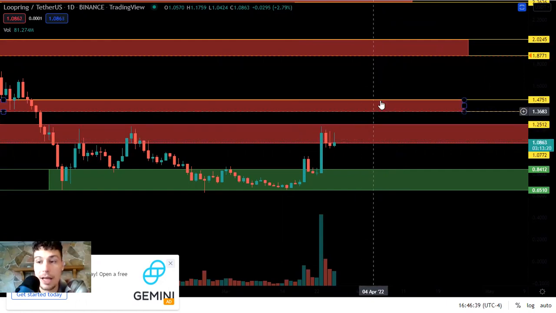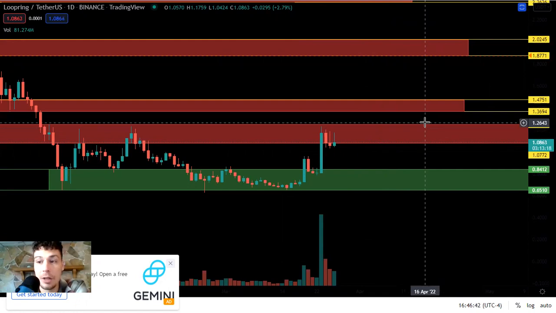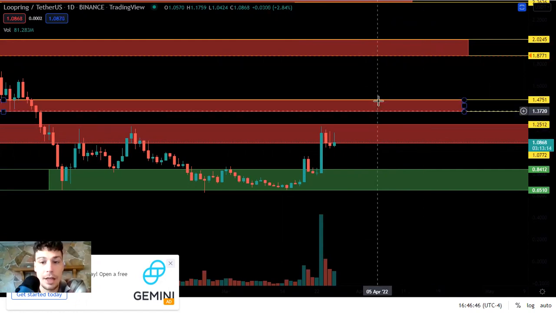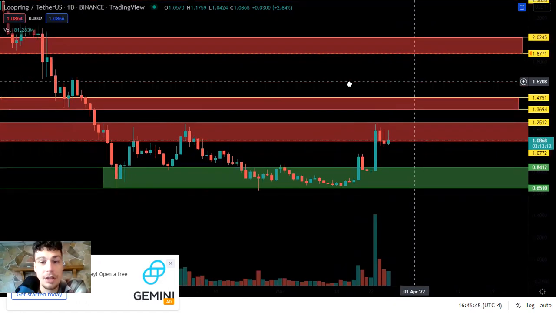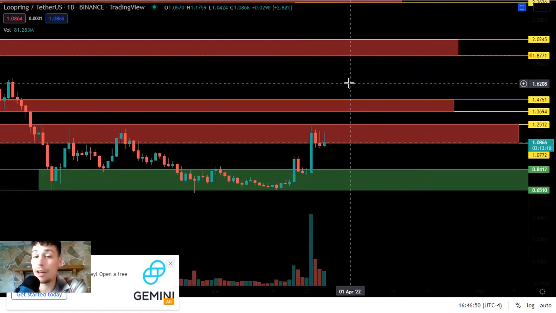And then we'll have a supply zone up here between $1.37 and $1.47. That's going to be our next supply zone above there. And this is really just going to help you guys trade a lot better if you are looking to trade into this, right? There's a lot of momentum behind this one. Look at the volume here.